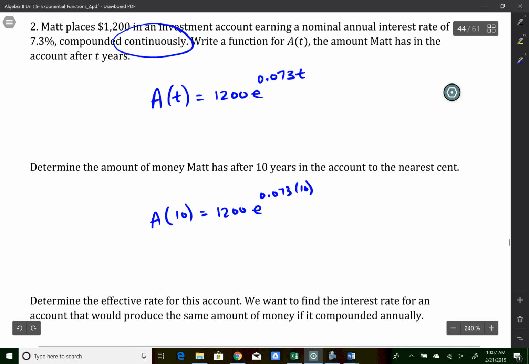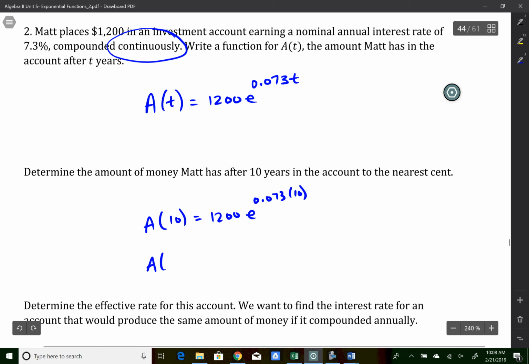Now, on your calculator, the e button is next to the number 4. You'll notice it's an ln button. So if we hit second ln, the e button will pop up, and it'll even have a nice little exponent for us. And if you plug this in, we're going to get a value of $2,490.10.